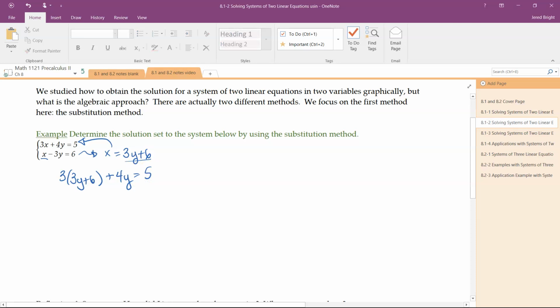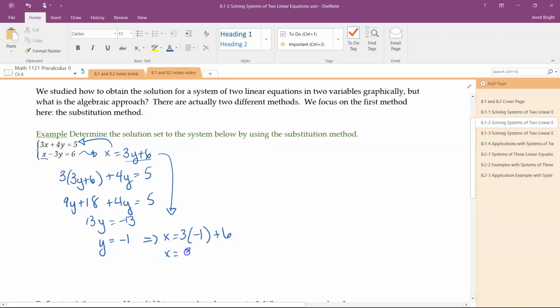I'm just going to do algebra now to simplify. So I get 9y plus 18 plus 4y is equal to 5. Isolating, I have 13y on the left, and 18 moves over, so I get negative 13. y is equal to negative 1. Consequently, since x is equal to 3y plus 6, I know y is now negative 1, and then plus 6, and this yields x is 3.